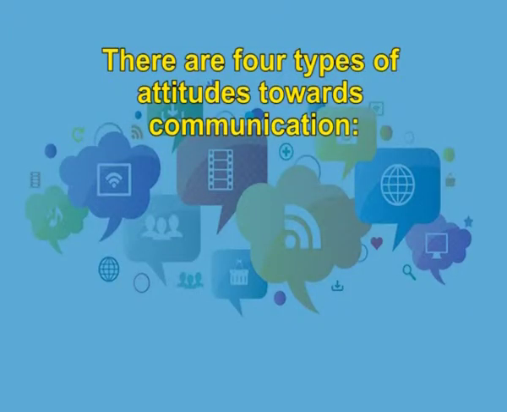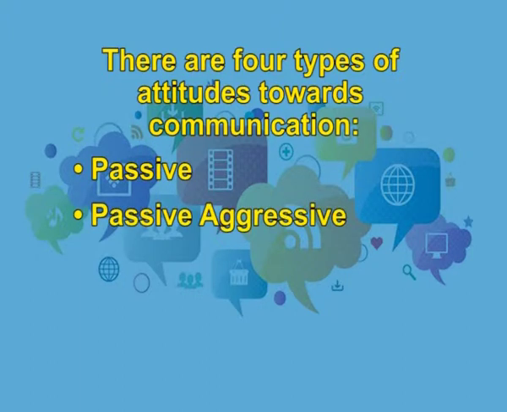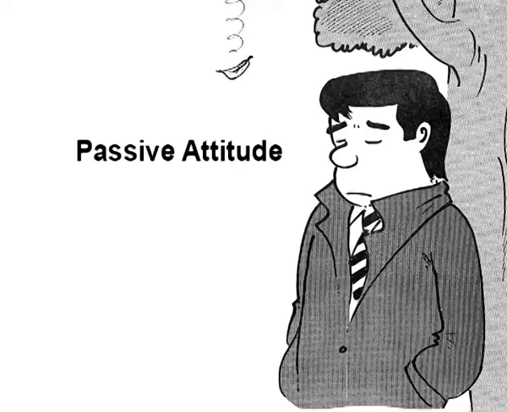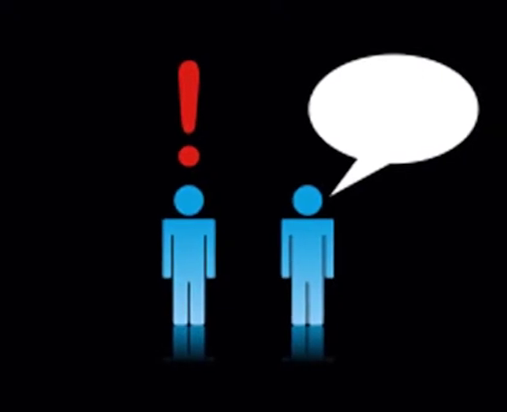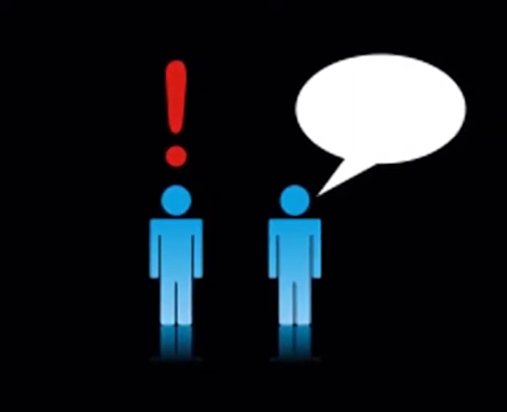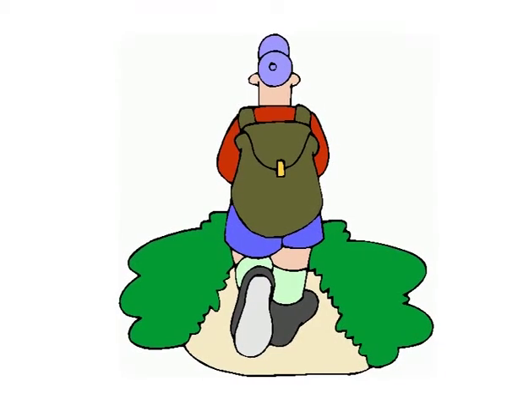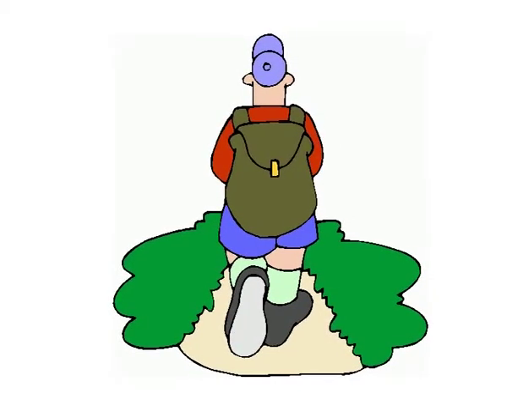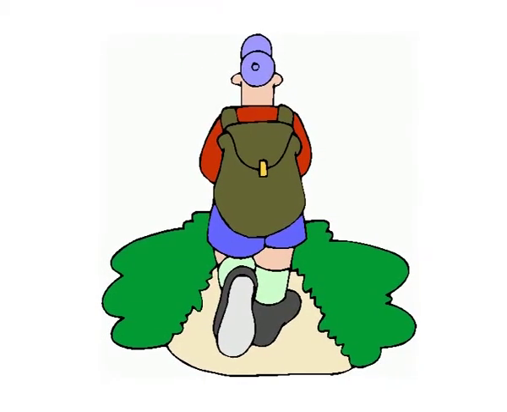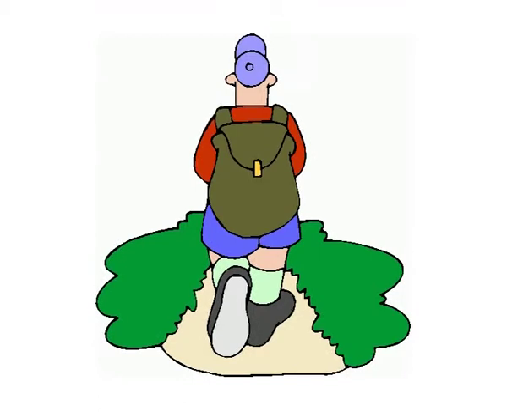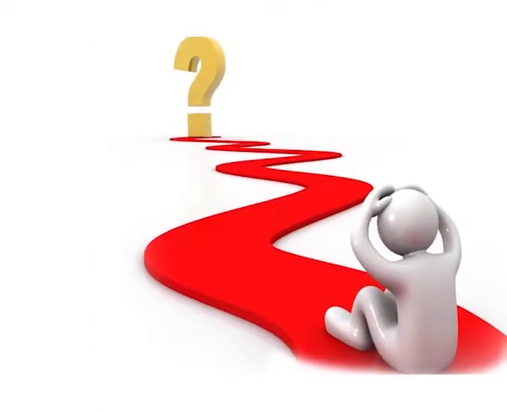There are four types of attitudes towards communication: passive communication, passive-aggressive communication, aggressive communication, assertive communication. Passive attitude. Firstly, there is the passive communication attitude. This best describes someone who tends to remain silent and go along with other people's views and opinions, even if they disagree with them.